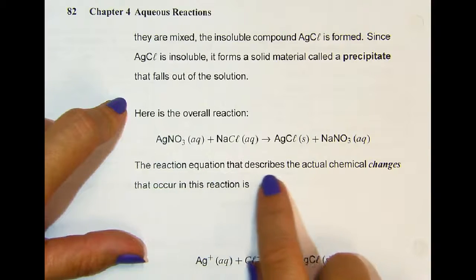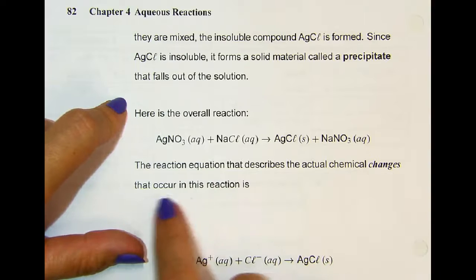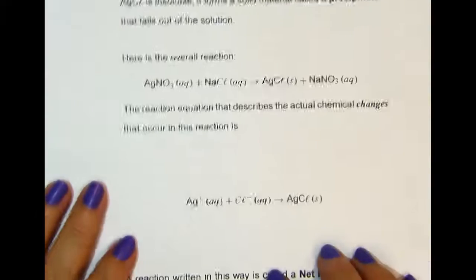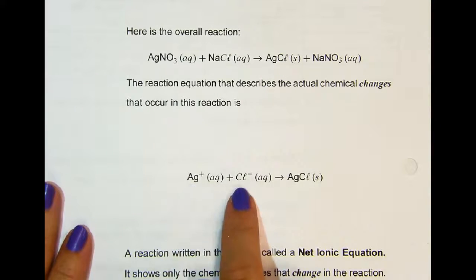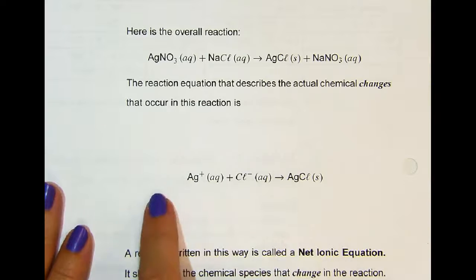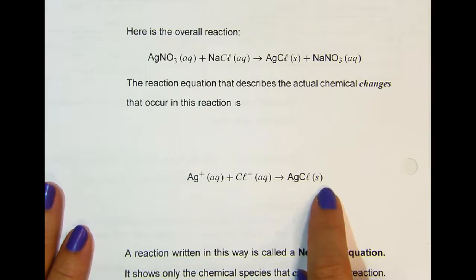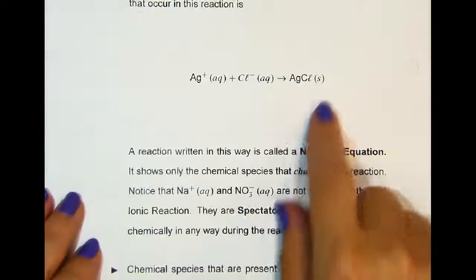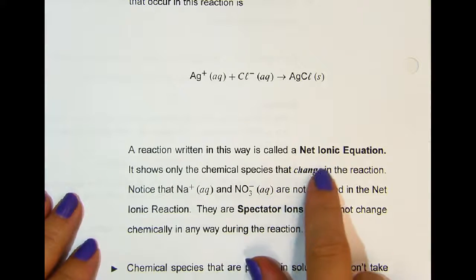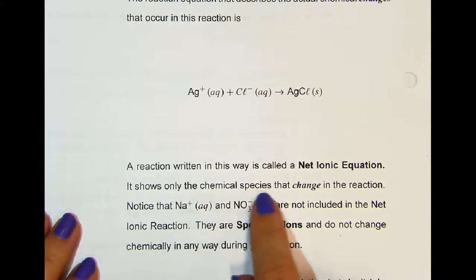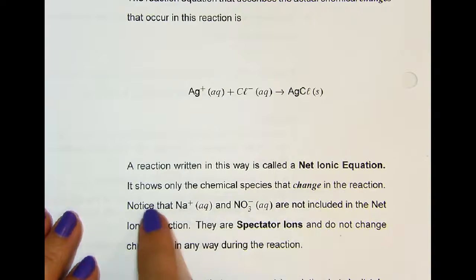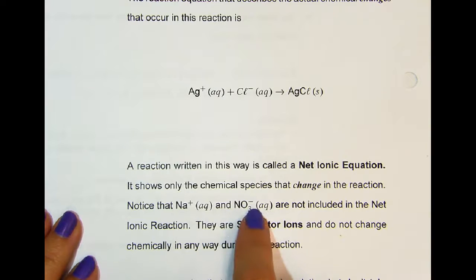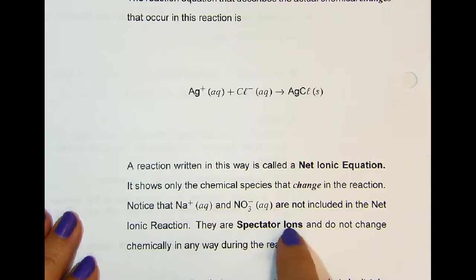The reaction equation that describes the actual chemical changes that occur in this reaction is as follows. Silver and the chloride make the precipitate. So this is called the net ionic equation because it represents the only thing that actually changes in this system. A reaction written in this way is called a net ionic equation. It shows only the chemical species that change in the reaction. Notice the sodium aqueous and the nitrate aqueous are not included in the net ionic reaction. They are spectator ions and do not change chemically in any way during the reaction.